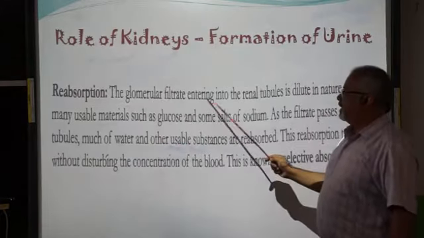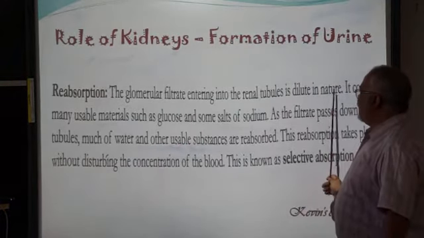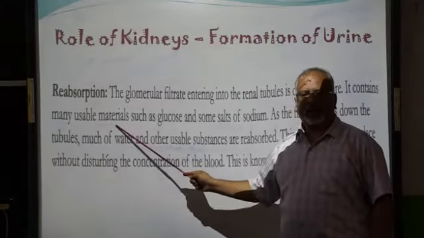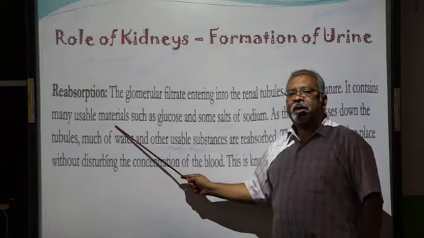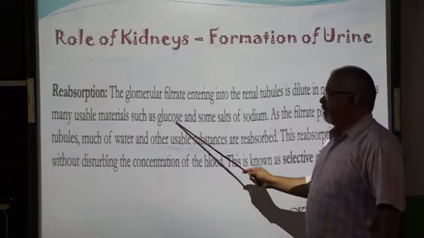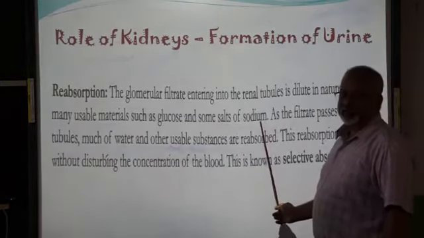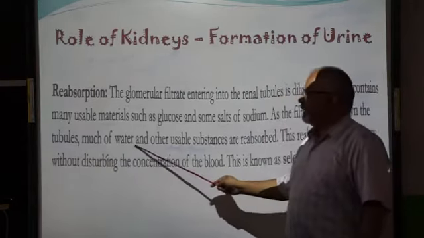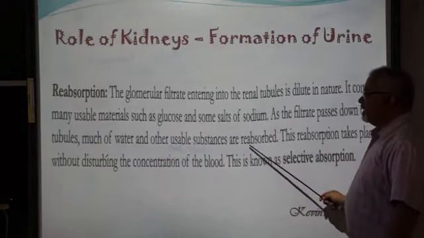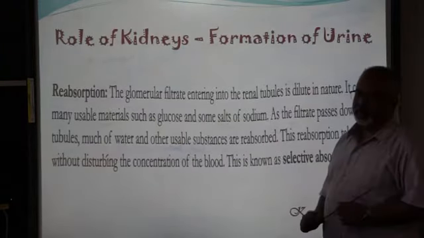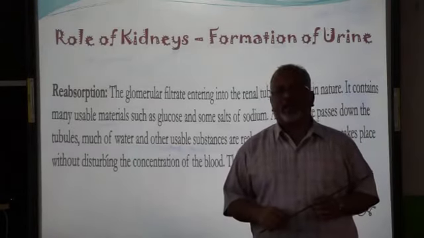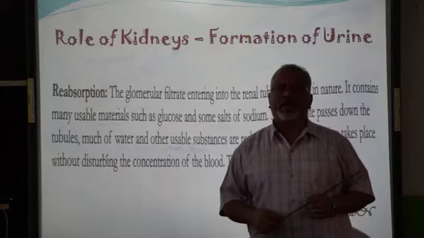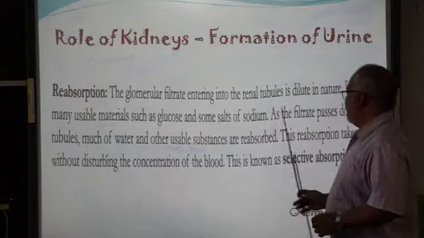The glomerular filtrate entering into the renal tubules is dilute in nature. It contains many usable materials, that means materials that can be reused by the body, such as glucose and some of the sodium. As the filtrate passes down the tubule, much of the water and other usable substances are reabsorbed. So again it is taken back to the blood. Whatever is required by the body, it is again reabsorbed and mixed in the blood.